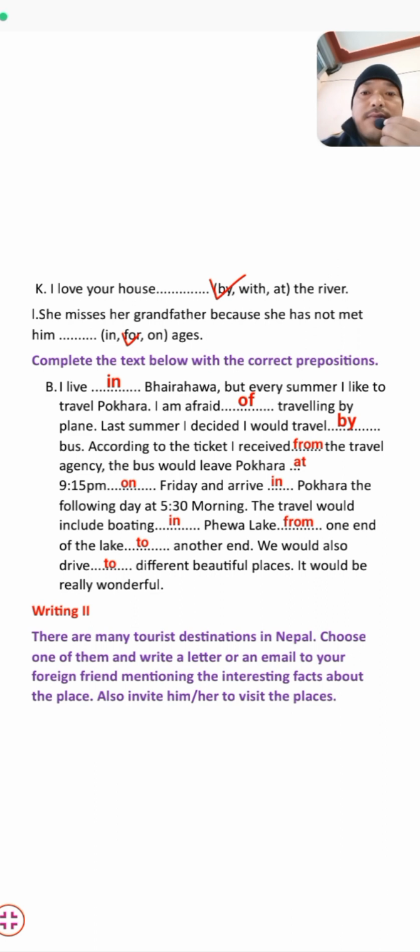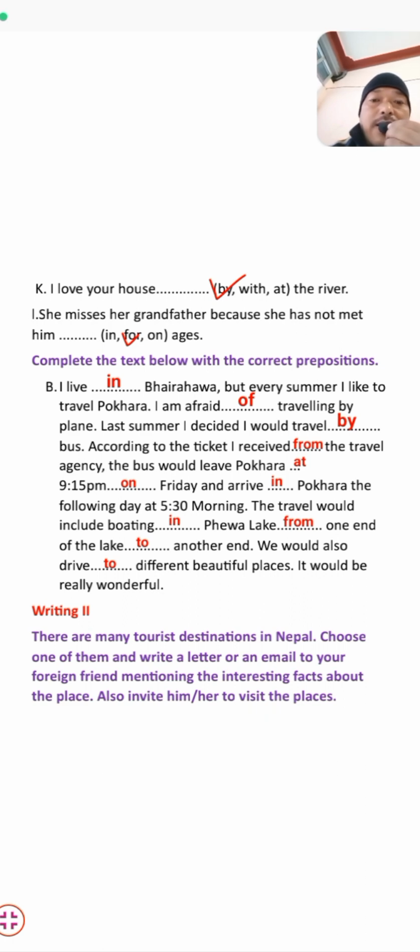Grammar part 2. Now move to the next one, that is complete the text below with the correct preposition. Again preposition here we are going to use to fill in the blanks. The first one, I live in Bhairava. Again, it's a preposition of place, in. So when we talk about a big place we use in. I live in Bhairava, but every summer I like to travel Pokhara.